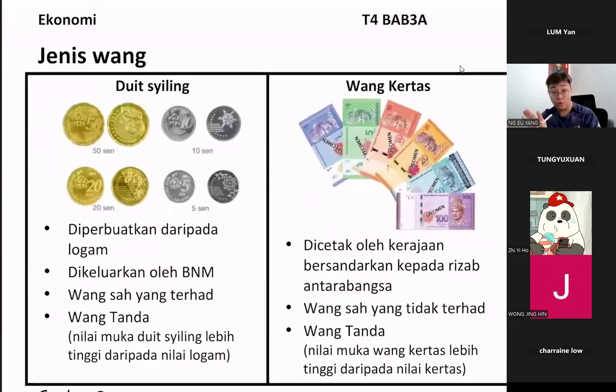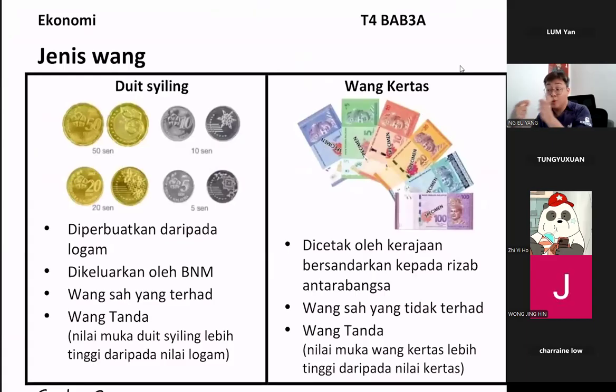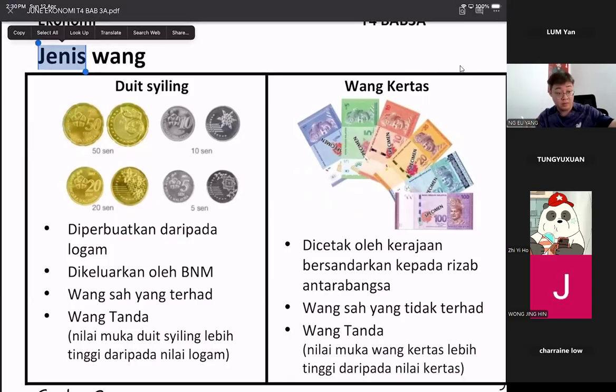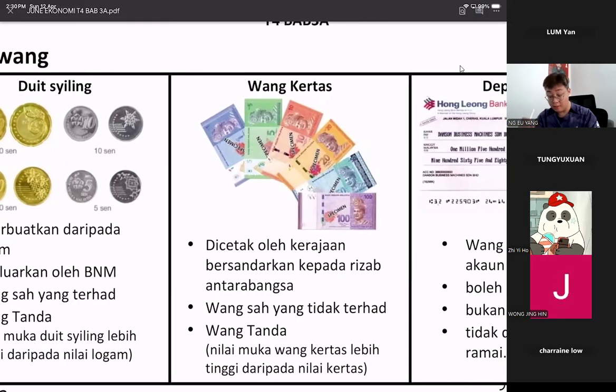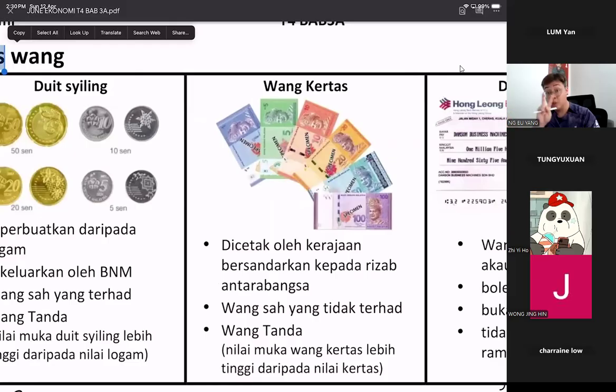But this is not going to reprint another syiling. No more. We just remain with the syiling. After we produce, we no longer increase the quantity. Not going to delete, not going to reduce. Okay, so this is penawaran terhad, so wang sah terhad. The penawaran is still terhad for both, but wang sah terhad because we can reprint. So this is the second point.